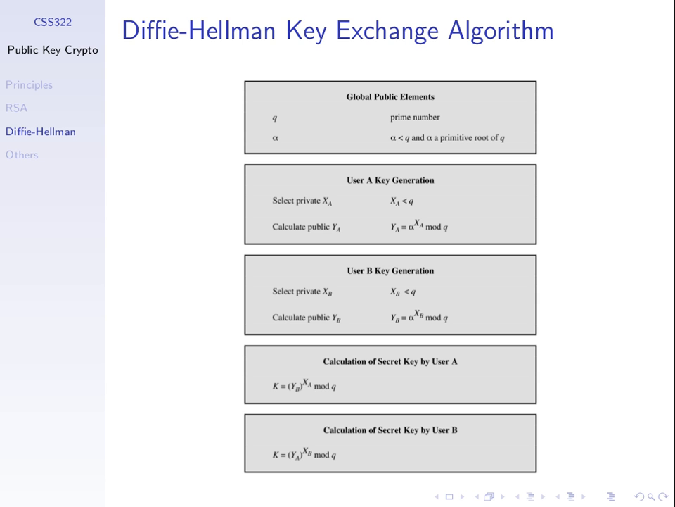User A generates a key, and also user B generates their own key. User A selects a private value, xa, which is less than q. Then they use an equation to calculate ya, which is alpha to the power of xa mod q. So that's the equation for them to generate their key. This is a public value, y.